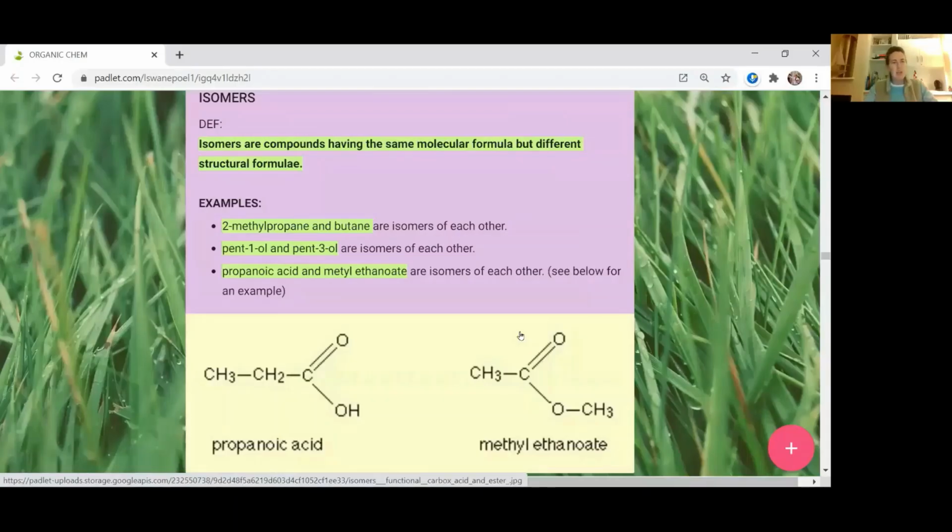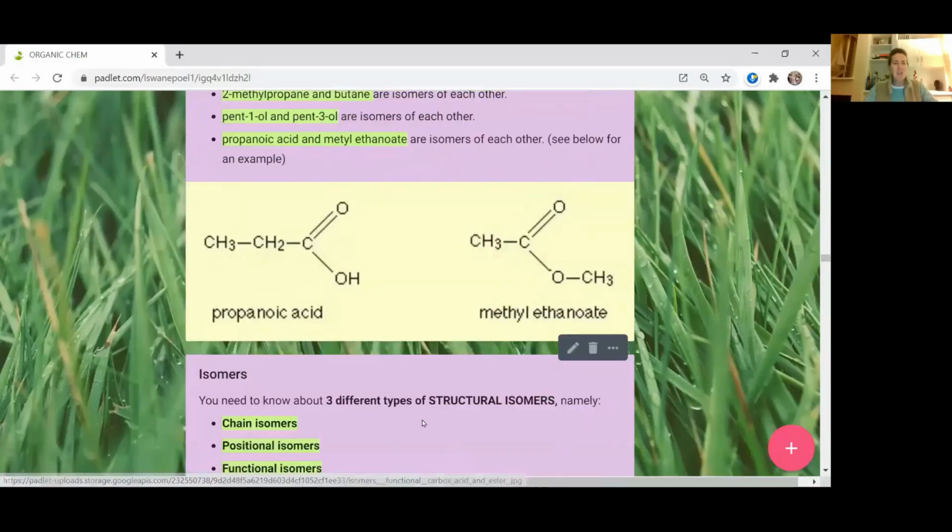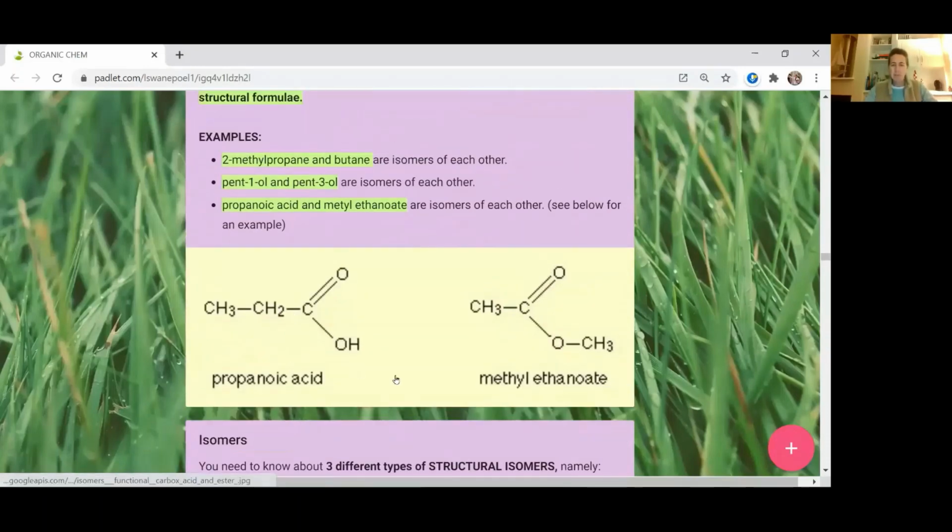Very important. As you know, an isomer is a compound having the same molecular formula but different structural formulas. And examples are given to you here. I've got propanoic acid and methyl ethanoate. Of course, we know this is a carboxylic acid and this is an ester, and carboxylic acids are only ever the isomers of esters, and you should know that.